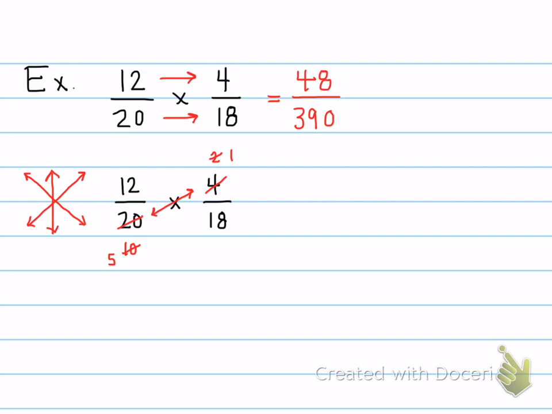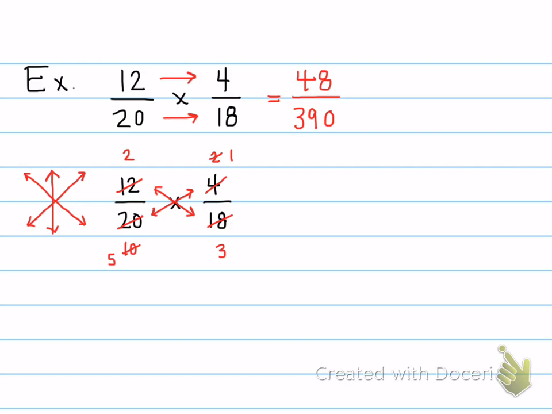Now I'm going to look at the other diagonal, 12 and 18. Is there any number that goes into both 12 and 18? I see that 2 goes into both of those. I see that 3 goes into both of those. But I also see that 6 goes into both of those. So I'm going to say 6 goes into 12 2 times, and 6 goes into 18 3 times. So now I've checked both of my diagonals. I'm going to check 2 and 3 again and see that that's completely simplified.